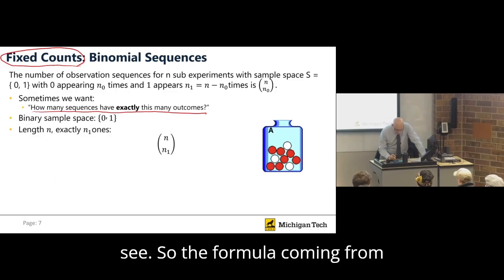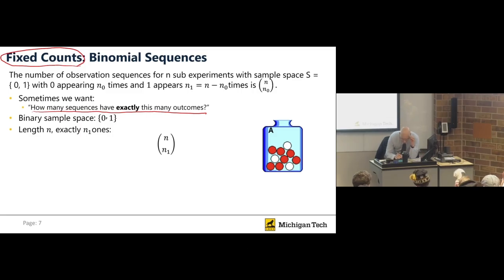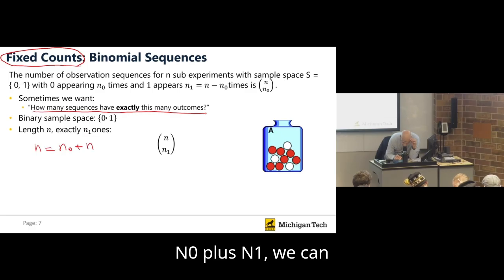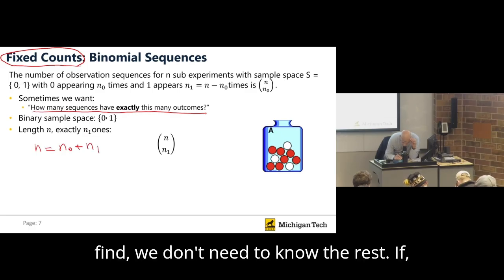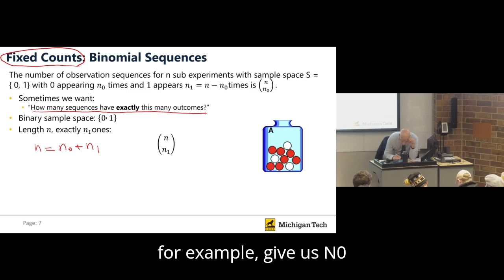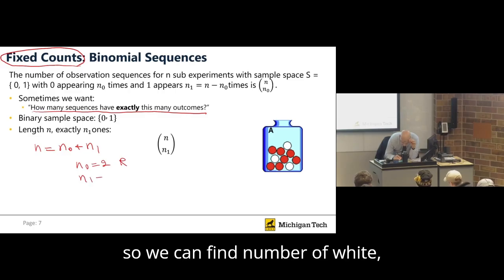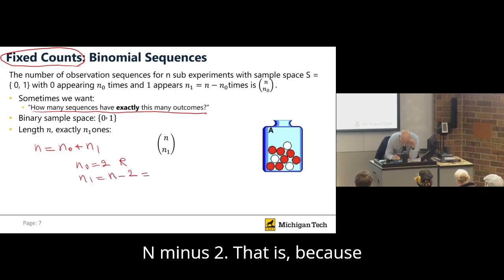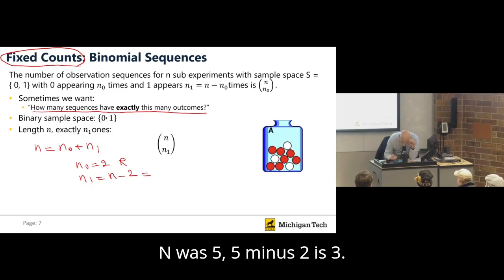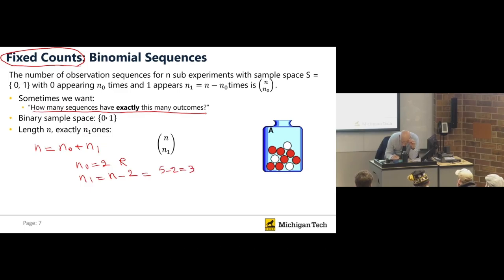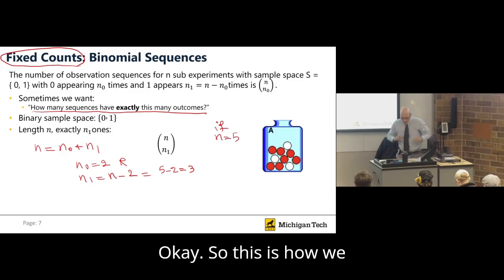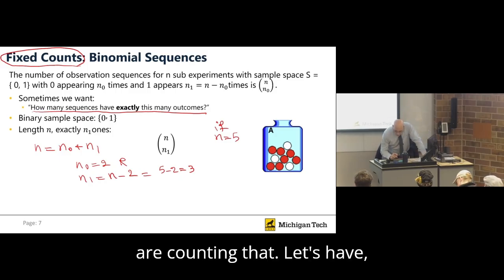The formula comes from combination, because n is actually n0 plus n1, so we don't need to know the rest. If, for example, n0 is 2, the number of red, we can find the number of white, n minus 2. In that example n was 5, and 5 minus 2 is 3. Okay? So this is how we are counting that.